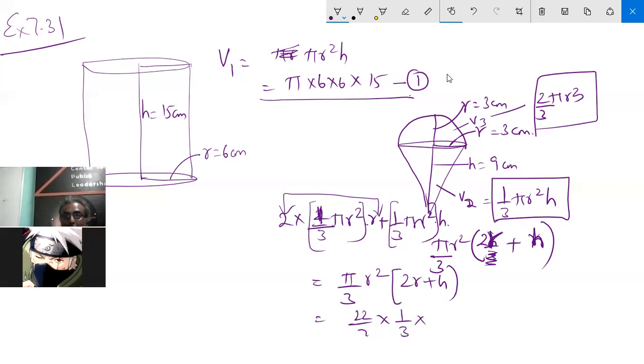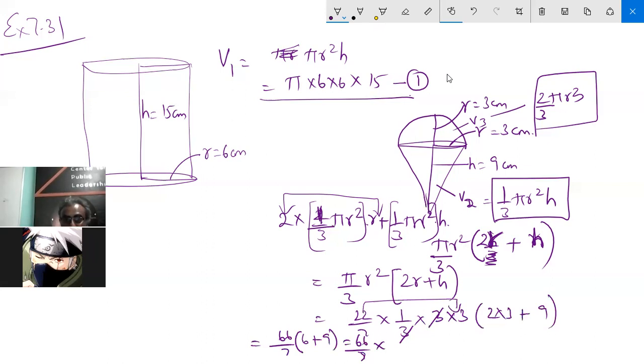What is r for here? R is also 3 into 3. 2 into 3 plus h is how much? 9. 3 and 3 cancel. 22 into 3 is 66. So 66 by 7 into 2 into 3 is 6 plus 9. That is equal to 66 by 7 into 9 plus 6, how much? 15. So 66 into 15. Okay, let us keep it like that.